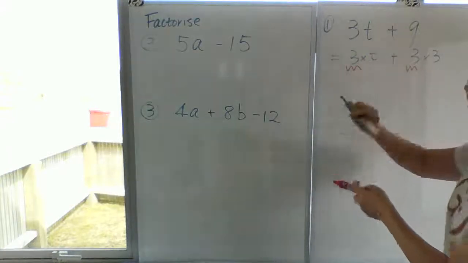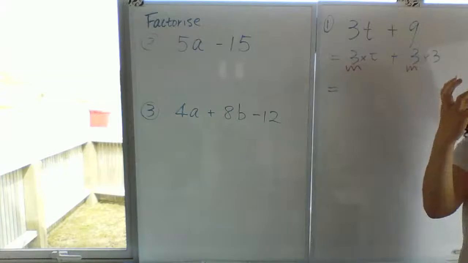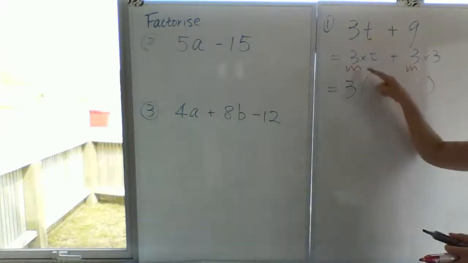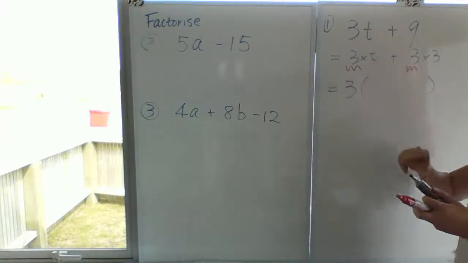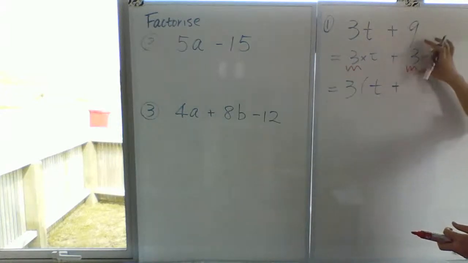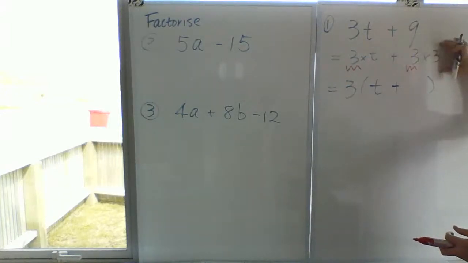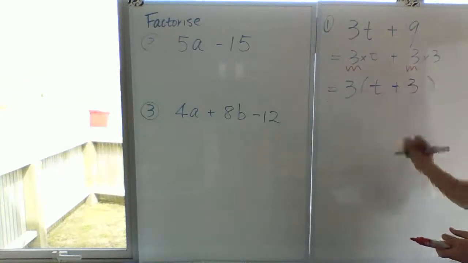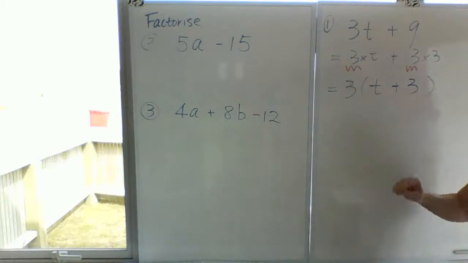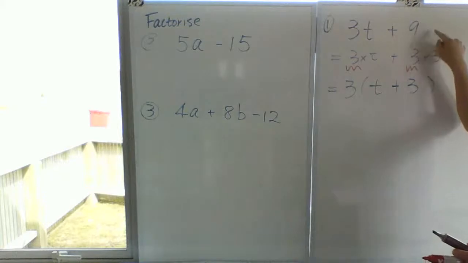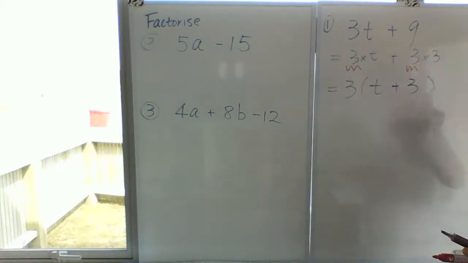Now the next step is I take the common factor out, which is 3, whatever I underlined. If I take the 3 out, I will have t left from the first one, and I also have the plus sign. If I take the 3 out from the second one, I still have another 3 left. That's why I need to leave that 3 in the bracket. This is very important. And when I expand it, it will give me back whatever the question is. That's how I check my working.